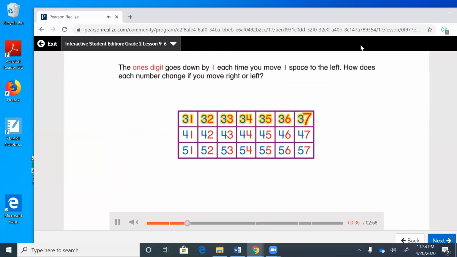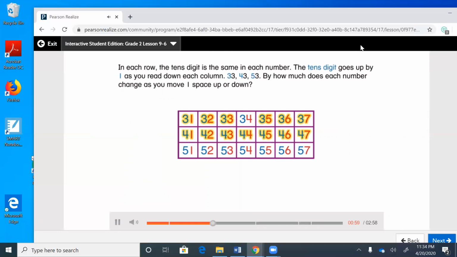So if you start at 37, now you're just going backwards. So notice the tens digit stays the same. And that's in blue. So remember, when we go up or down, we're going 10.